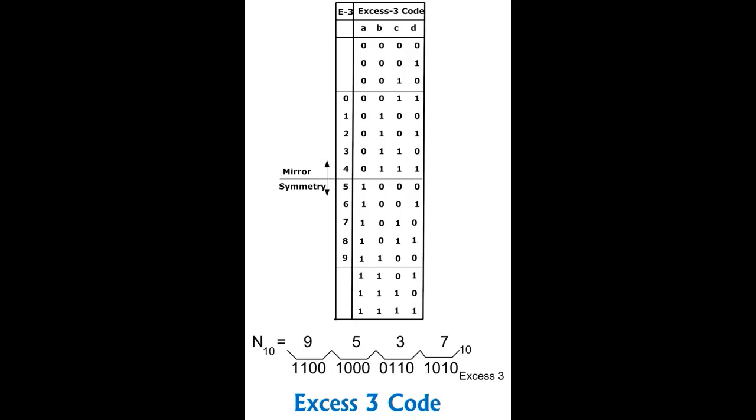This code has two important features. The first feature is that all decimal digits encoded in excess three code always have at least one digit with value 1 in the code. The second feature is that the decimal digits encoded in excess three code present a balanced number of 0 and 1 bits, since the digits in base 10 are also balanced. This characteristic can be observed by the symmetry of bits with respect to the center of the table.